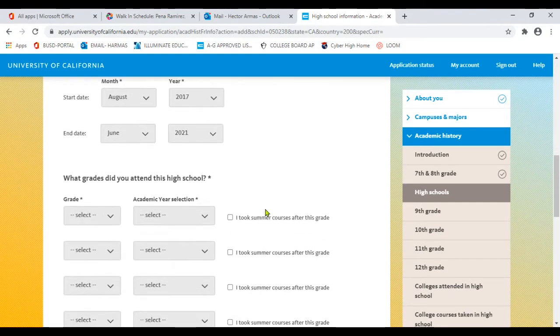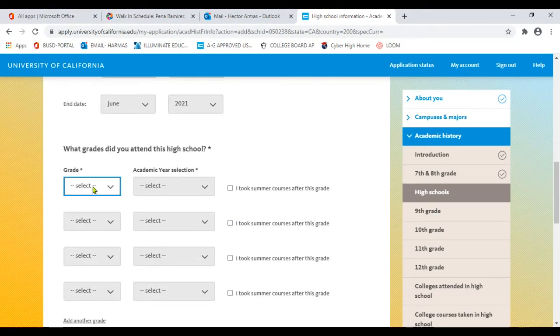What grades did you attend at this high school? Okay, I attended 9th grade. Academic year selection, we're going to put down 2017, 2018. And then I attended the 10th grade, which is the following year, 2018, 2019. And then I also attended 11th grade, which was last year, the 2019, 2020 school year. And I also am attending the 12th grade, which is this year, the 2020, 2021 school year. So it shows that I'm going to finish in 21.